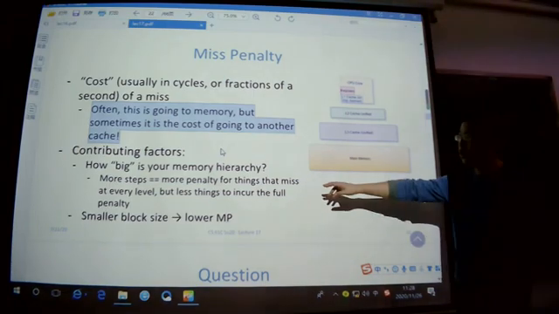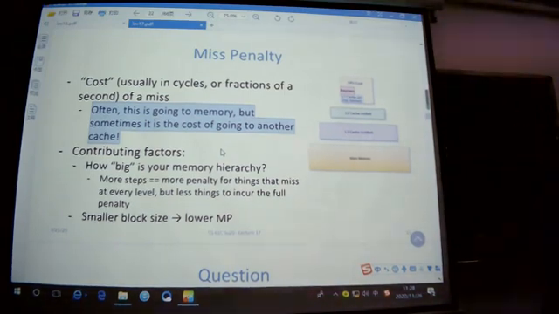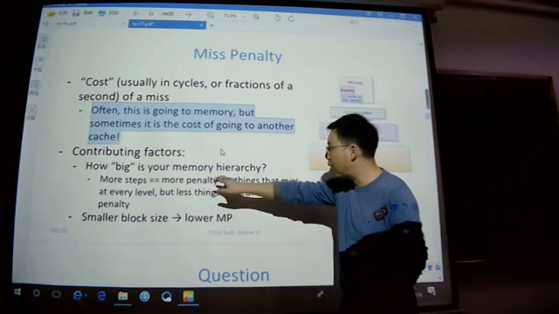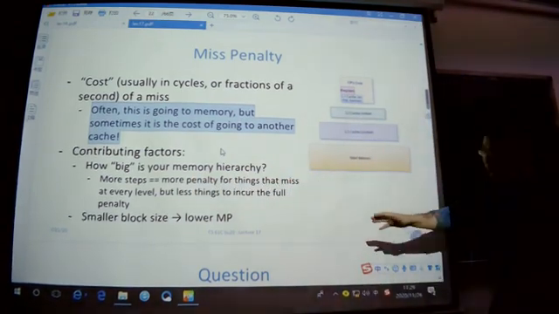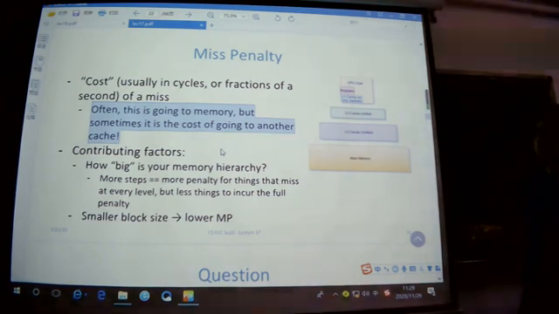So you can find contributing factors. How big is your memory hierarchy? If we have a complex memory hierarchy, we have to pay more cost to find the data. So more steps mean more penalty. We design simple steps. If we have more steps, the cost becomes big and bigger. We don't like the cost to become big. We like the cost to become small and smaller.